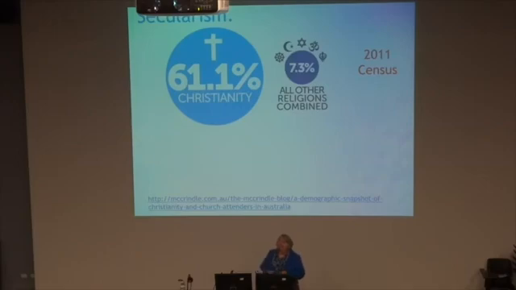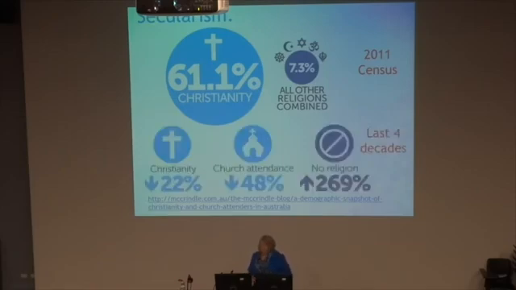So if we were to look simply at the 2011 census, and we were to say, okay, Australia's a predominantly Christian country, can't be so secular. That would be true. However, all of the other religious traditions together add up to 7.3% of the population. So what's missing? Lots. Okay, 20-something percent, 30-something percent.